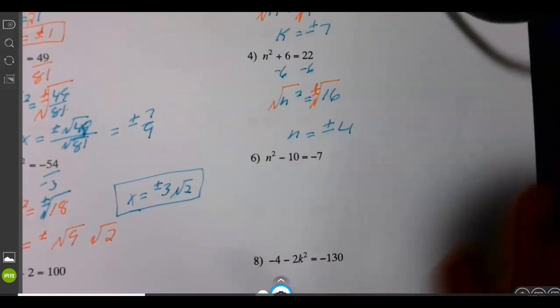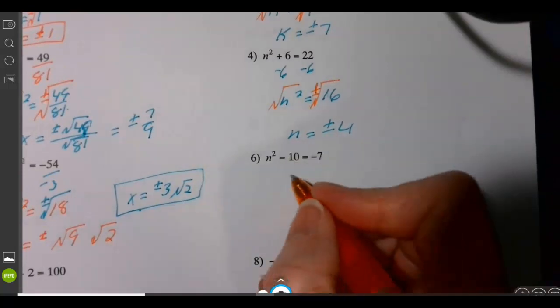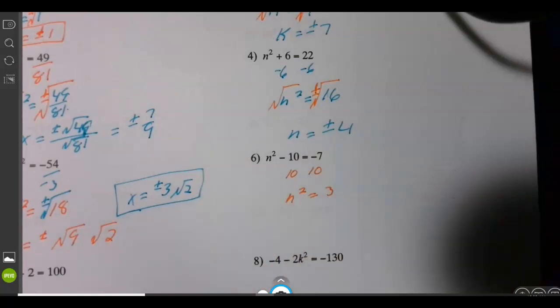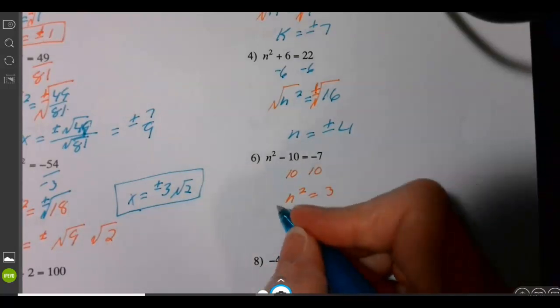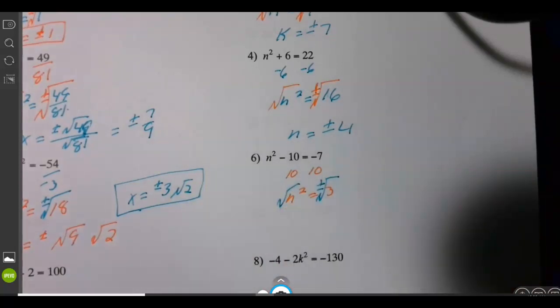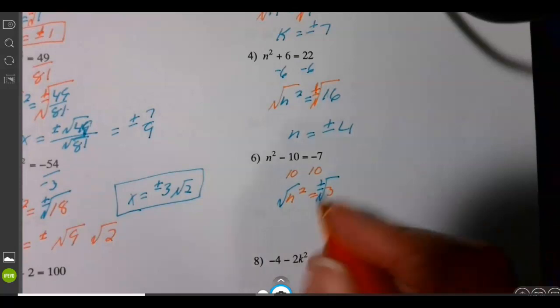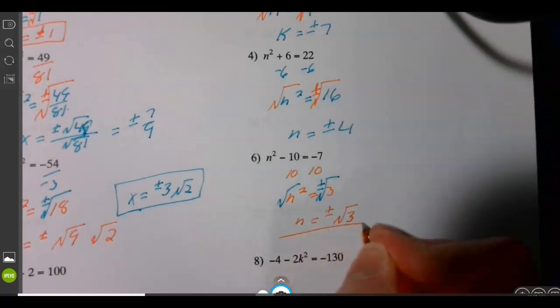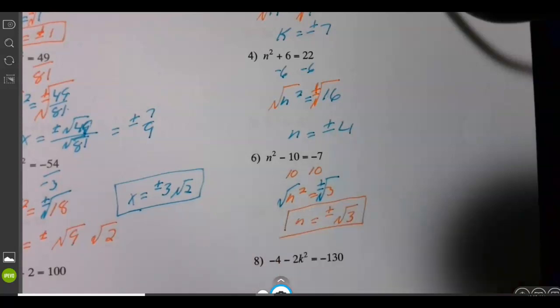You want to try number 6 on your own, or at least start it. We're going to add 10. We get n squared is equal to 3. We have an n squared. In order to solve, we have to take the square root. If we take the square root, we have to put a plus or a minus. Is 3 a perfect square? No. Are there any perfect squares in it? No. So that is my answer. n is equal to plus or minus the square root of 3.